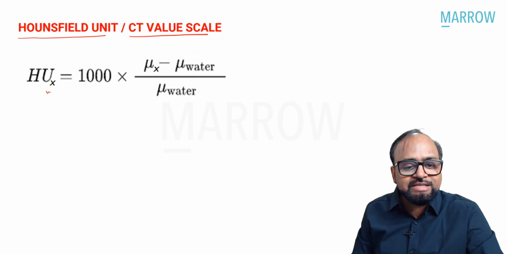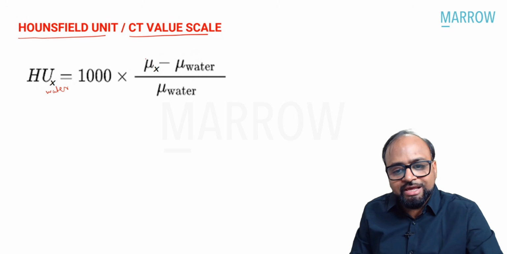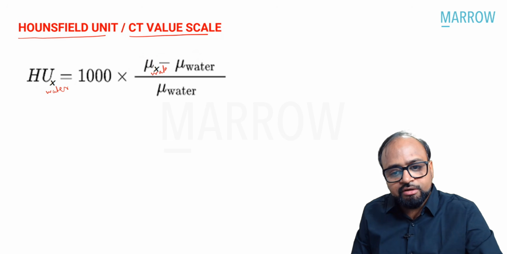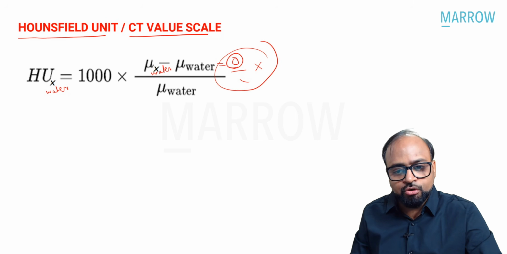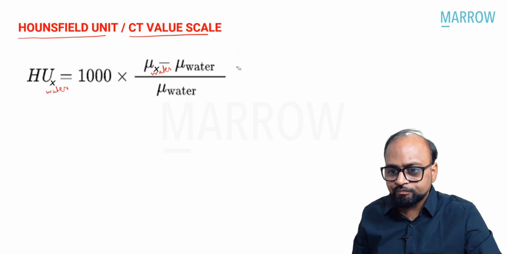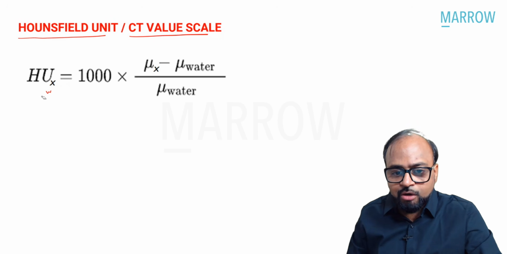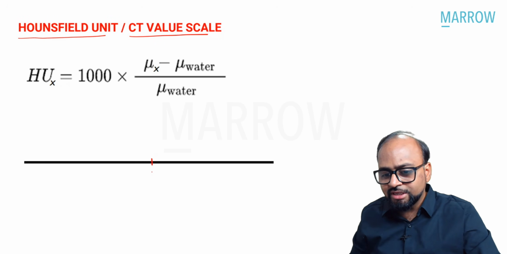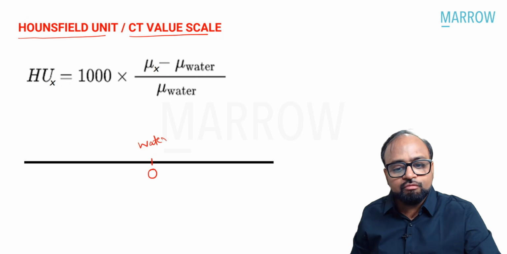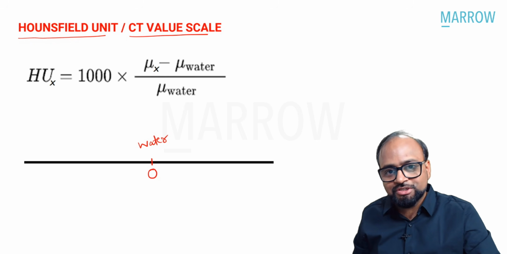Just put X as water. If you put X as water, look at the numerator here. Mu of water minus mu of water will be 0. You divide it by anything, you multiply it by anything, the answer will be 0. And therefore, if you look at the Hounsfield unit scale, at the center of the scale at 0 HU, you will find water. This was a part of one of the options in this question, isn't it?